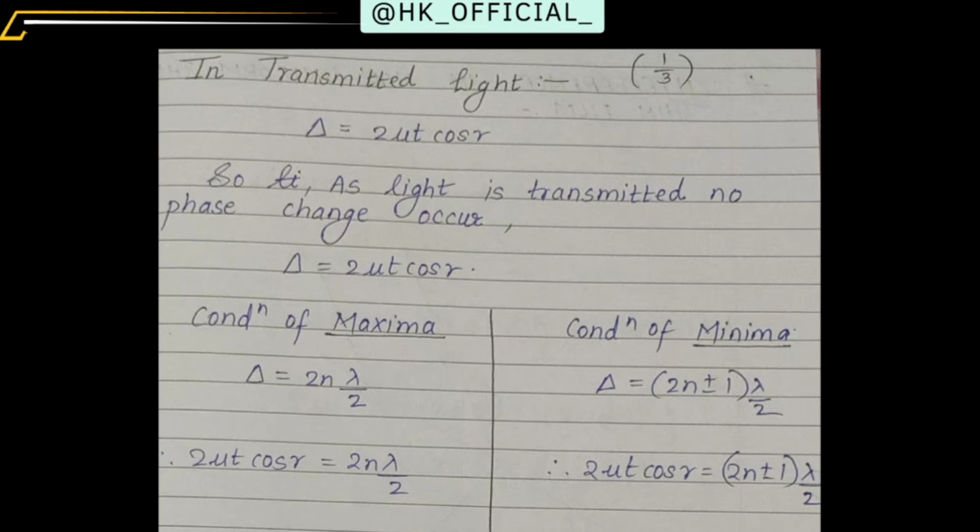It is fixed. Before also we have used the same concept. So delta is equal to 2n lambda by 2. Just as delta here is 2 mu t cos r, we will substitute it, which is equal to 2n lambda by 2 over here. And in the condition of minima, delta is 2n plus minus 1 lambda by 2. So 2 mu t cos r will be equal to 2n plus minus 1 lambda by 2. Only simple conditions of maxima and minima in transmitted light. So I have covered all the concepts of this derivation. I hope you have understood till now.